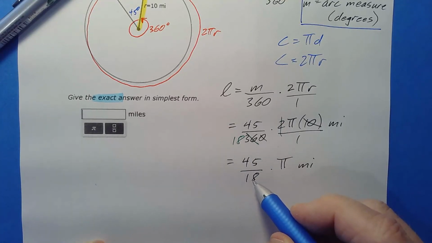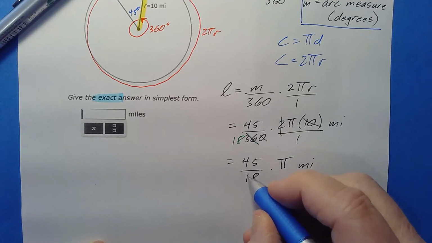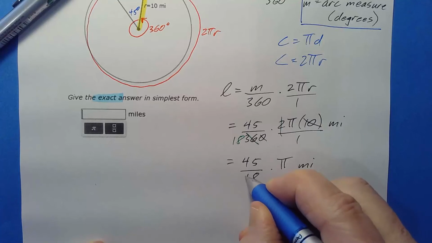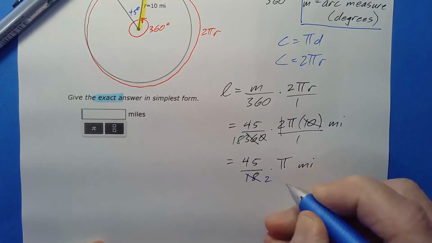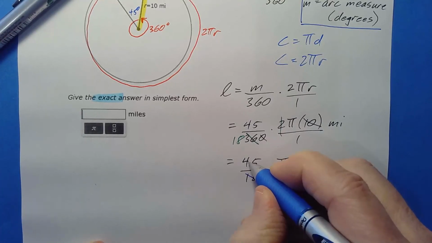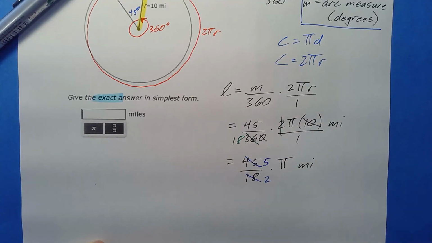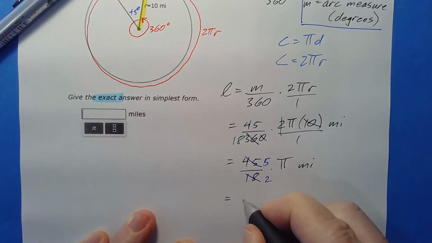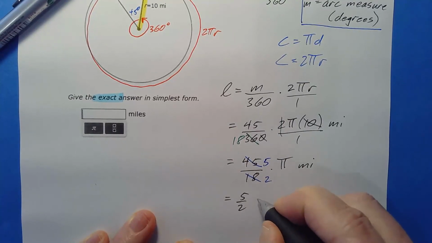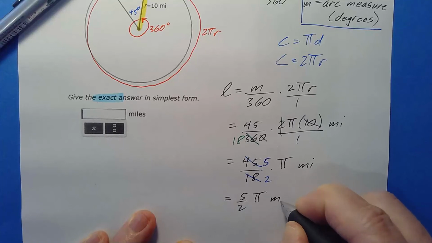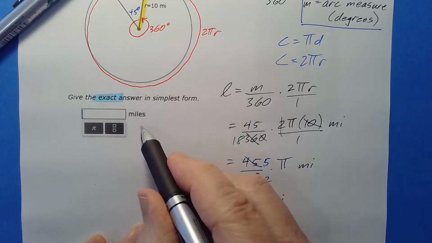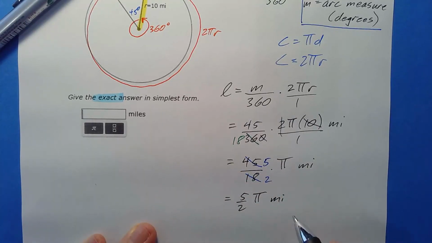I could think of a 3 going into that, or actually I think a 9 goes into this too, so I'm going to try 9. I'm going to divide top and bottom by 9. So 18 divided by 9 is a 2. 45 divided by 9 is a 5. And so when I'm all done, I get 5 halves pi miles. Okay, now it's already got the miles, so I don't have to write the miles again.